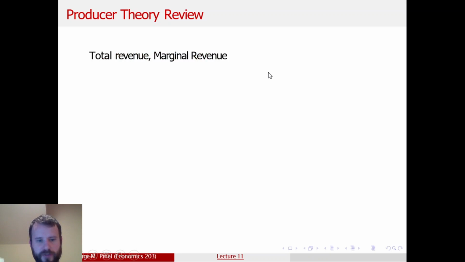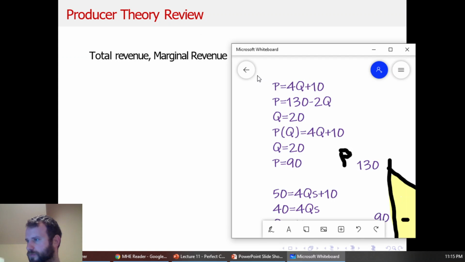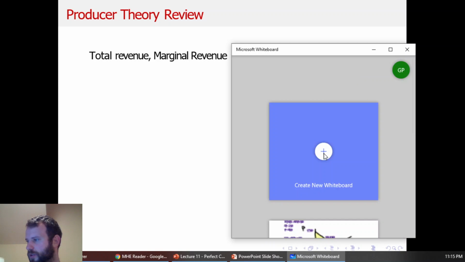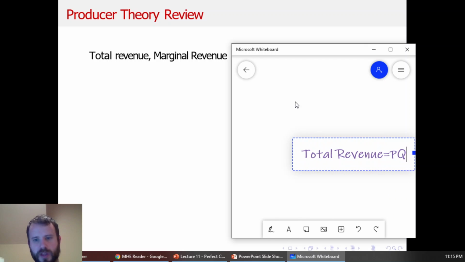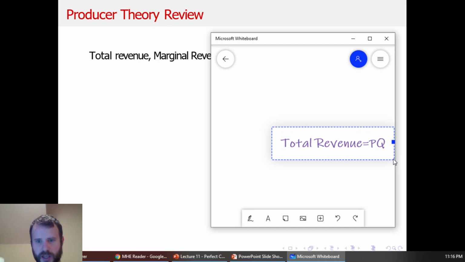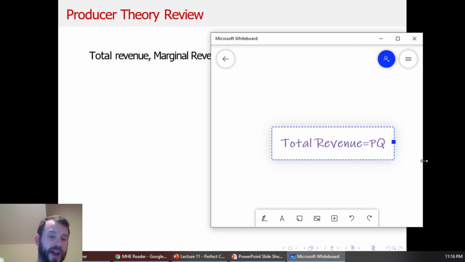So first, let's start with total revenue. Total revenue is just defined as the price times the quantity. So total revenue equals P times Q. And this is nothing new. You'd seen this back in the days of elasticity, however many lectures ago. It's really just the amount of money that a company is raking in before expenses.